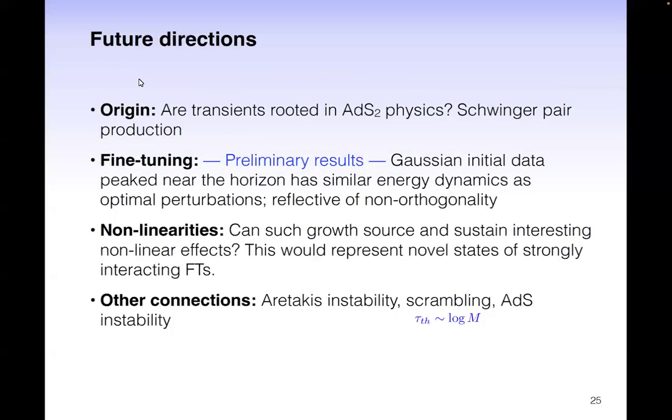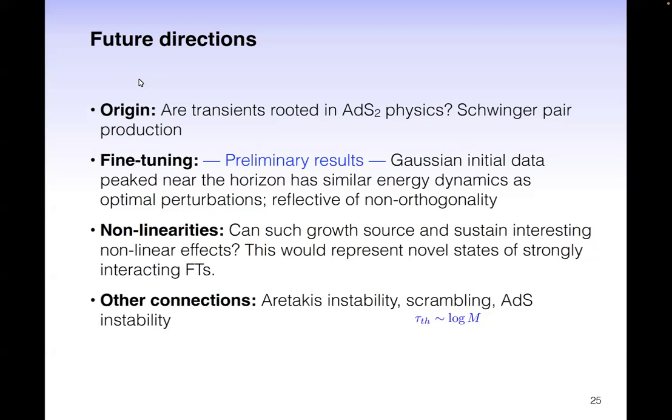In terms of future directions, there are many. One of them has to do with the origin of this instability, and I think this relates to what you were saying earlier, Angel. So the holographic superconductor has been understood as a Schwinger pair production in the vicinity of AdS2. So are the transients that we see also rooted in AdS2 physics?